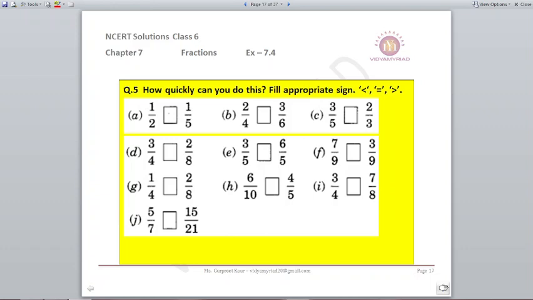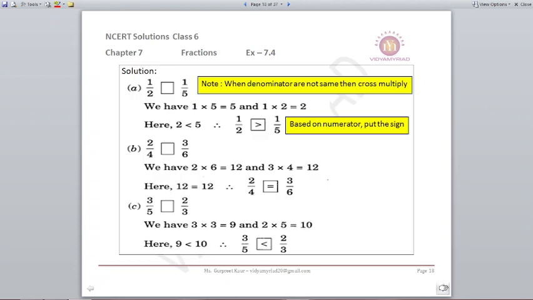How quickly can you do this? Fill appropriate signs. So this is again the same thing. We will do it as per it. 1 upon 2 and 1 upon 5. So cross multiply. 1 into 5 is 5. 2 into 1 is 2. So what is bigger now? 5 is a bigger number than 2. So that means 1 upon 2 is greater than 1 upon 5.